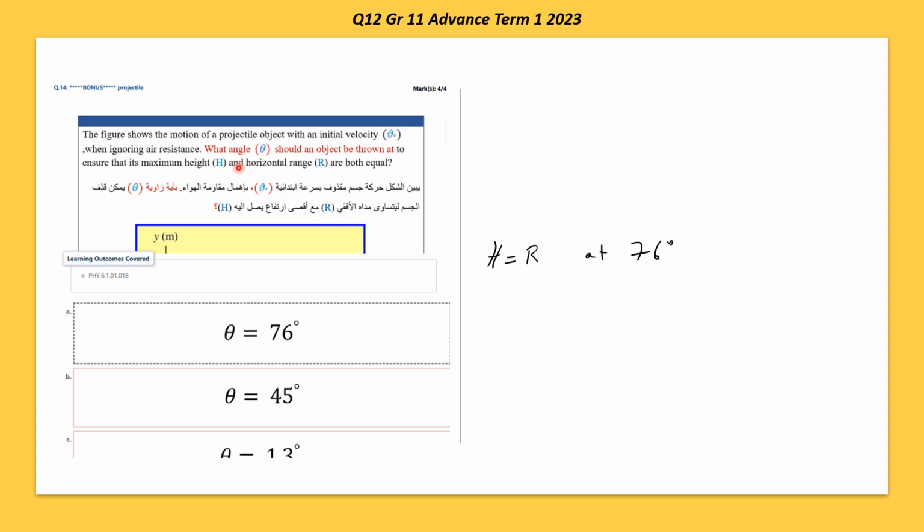Here, asking for at what angle we have the maximum height h is equal to the range. Here we have a projectile. That's the case of a projectile. At what angle we should throw the ball?